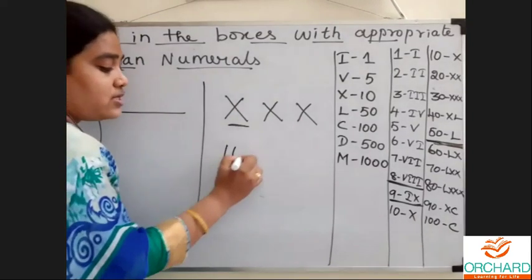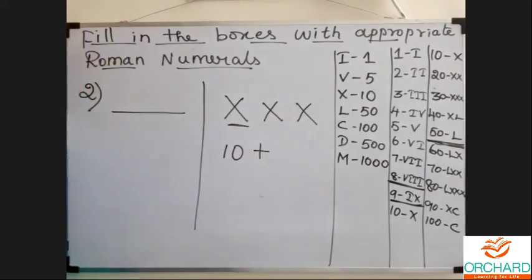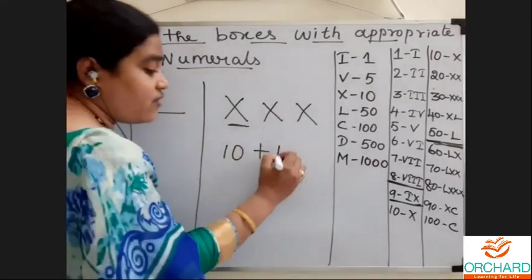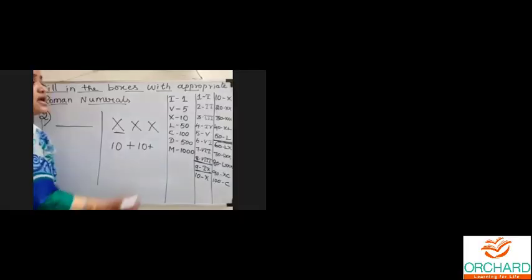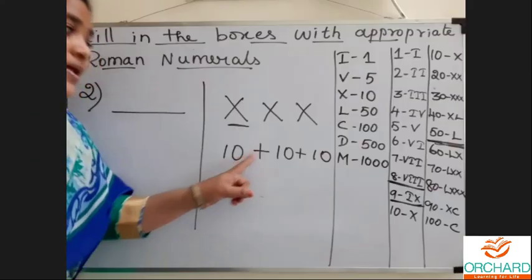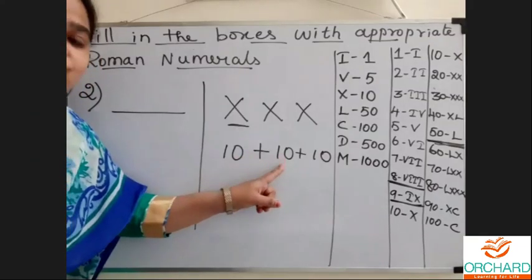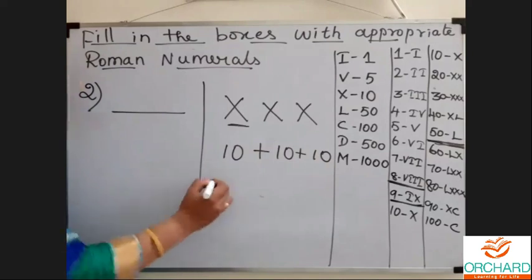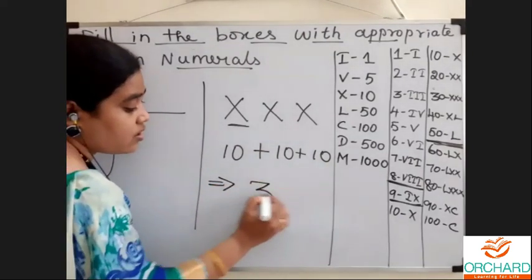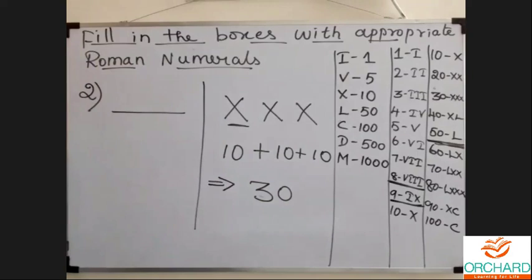X stands for 10 plus. Now one more X is there, so again we add 10. Again X is given there. We have to add 10 here. Now add all these values. 10 plus 10, 20. 20 plus 10, 30. So can you tell me what is the predecessor of 30? Predecessor means before value. The before value of 30 is 29.